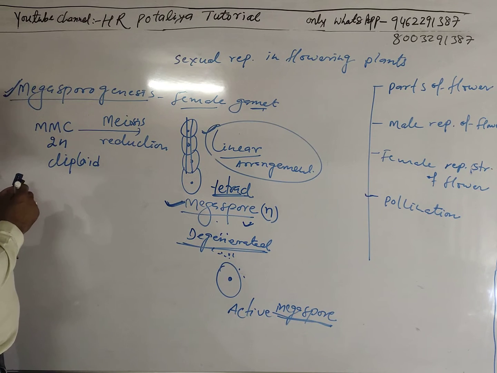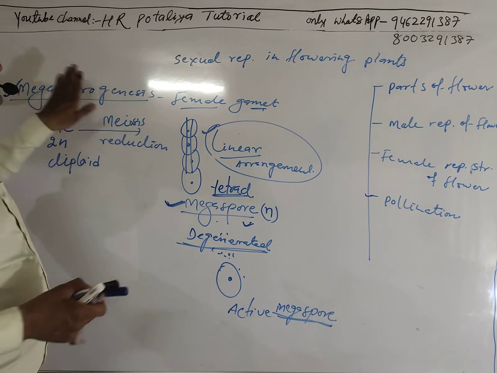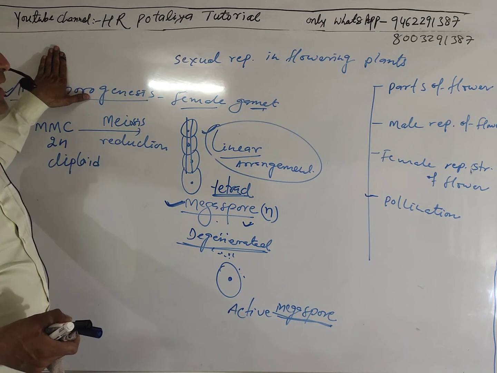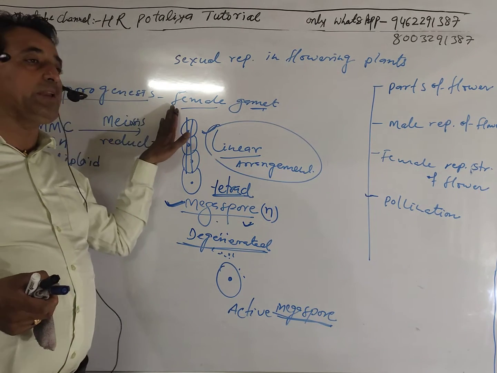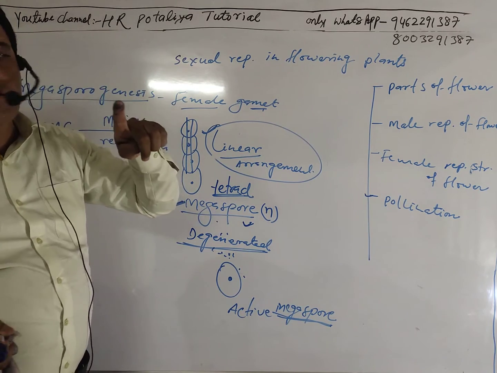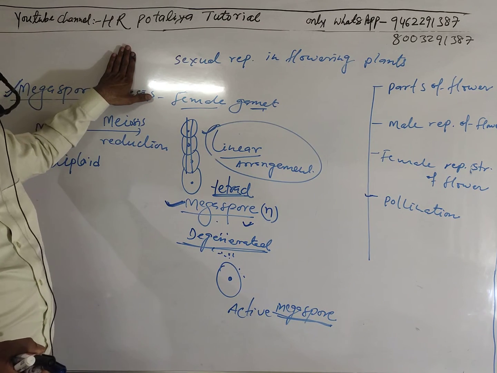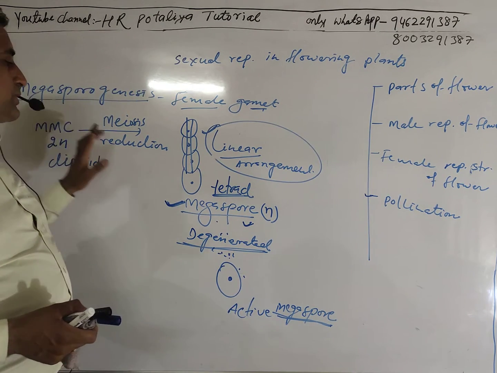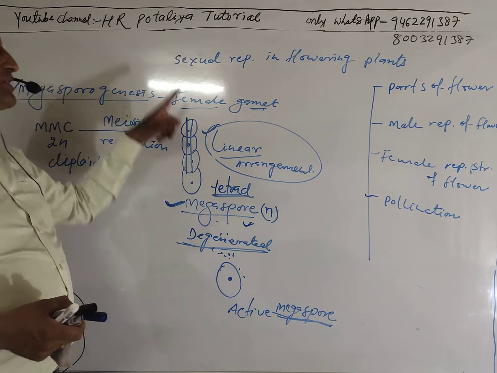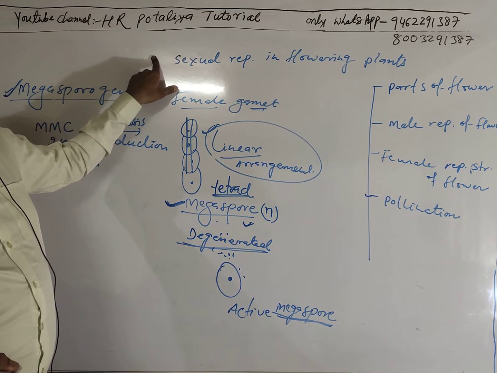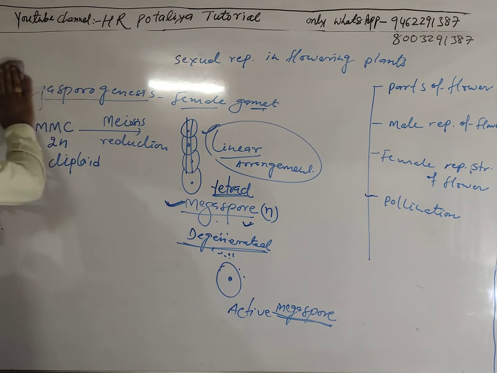Now let us compare microsporogenesis and megasporogenesis. Micro is for male and mega is for female. In microsporogenesis, all 4 daughter cells are active. In megasporogenesis, only 1 cell is active and it forms the female gametophyte, whereas microsporogenesis is responsible for the development of the male gametophyte, the pollen grain structure.